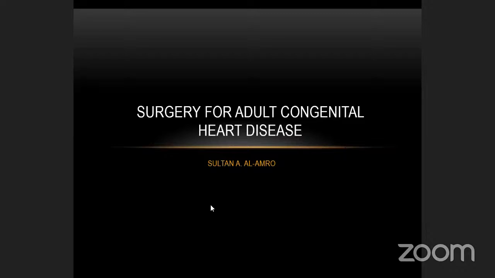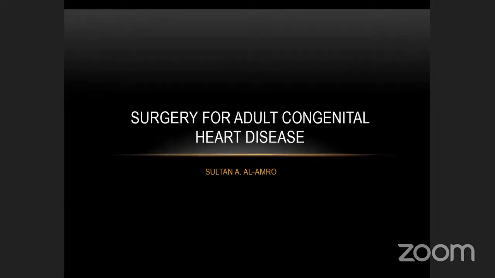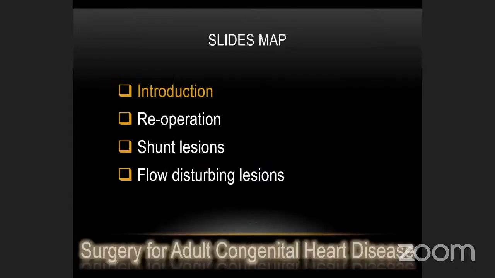Bismillah ar-Rahman ar-Rahim. Welcome back. Today I'll be with you talking about surgery for adult congenital heart disease. So inshallah, we'll go through a small introduction and we'll talk about the common surgical operations done for patients with adult congenital heart disease.